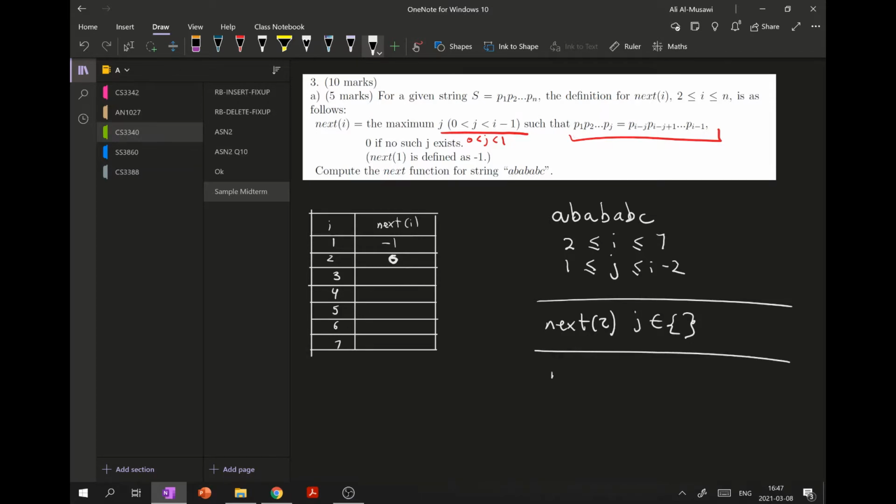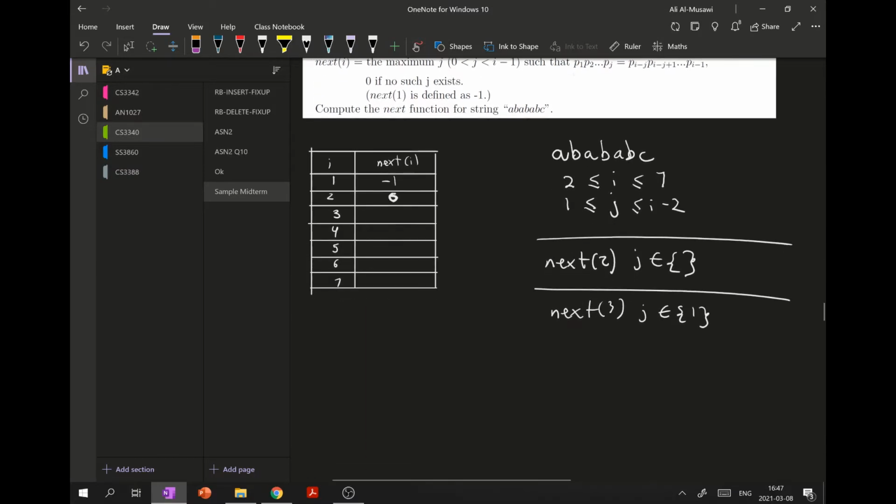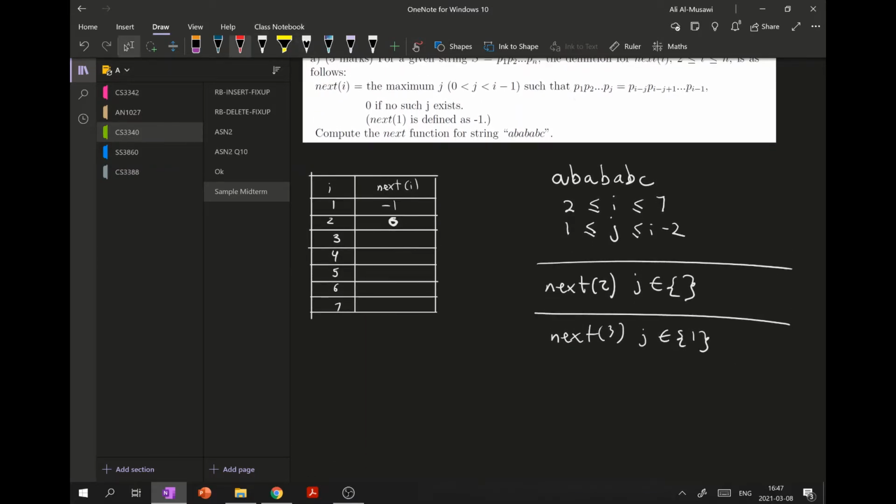Alright, next is next of 3. For next of 3, if we adopt the inequality here, plugging in 3 minus 2 is 1, so j is between 1 and 1 inclusive. Well, there is just 1 here. Then using this, we examine the string. This is the thing that we're going to compare to. It must end with p(i−1). Well, i is 3, so it ends with p2. p2 is b, so I'm going to write b.